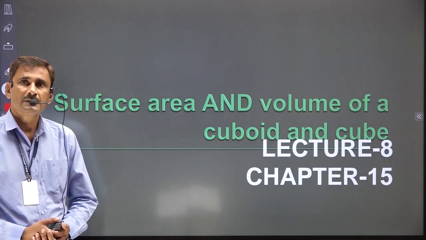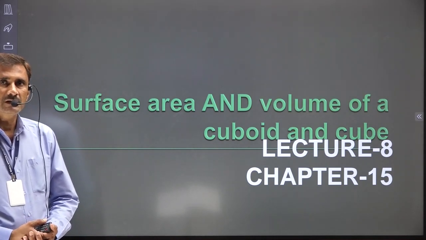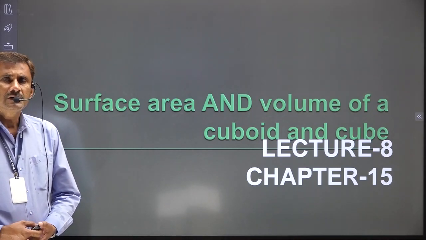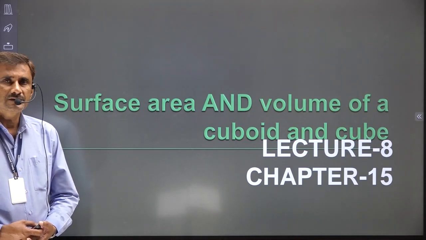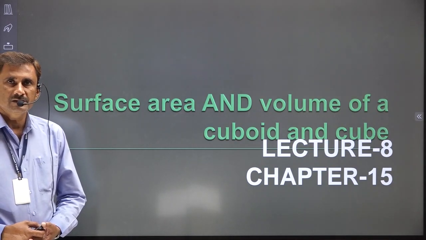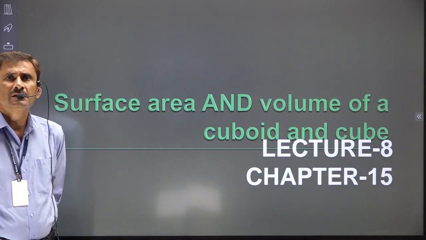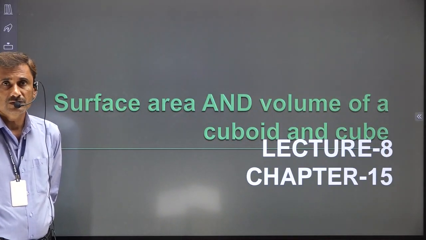I hope you understood the whole of chapter number 14. It was related to the area of triangles. Now we are going to three-dimensional shapes, meaning solid shapes. A triangle is a plane shape, you know. So now in a solid shape there may be surface area and volume also.